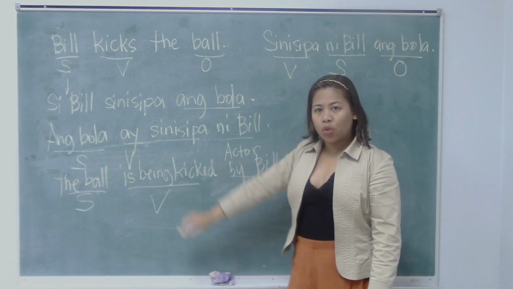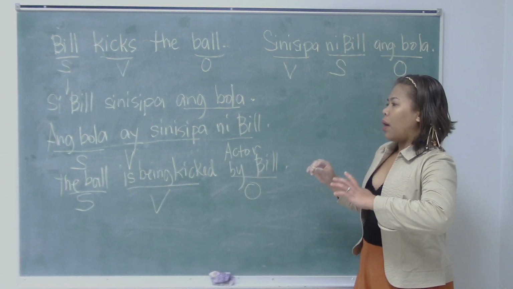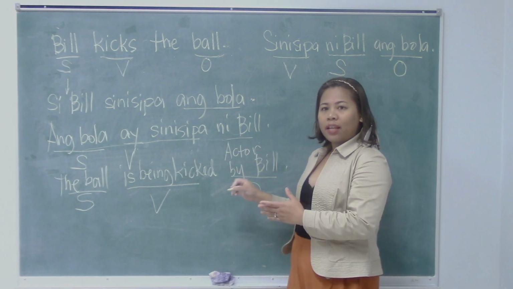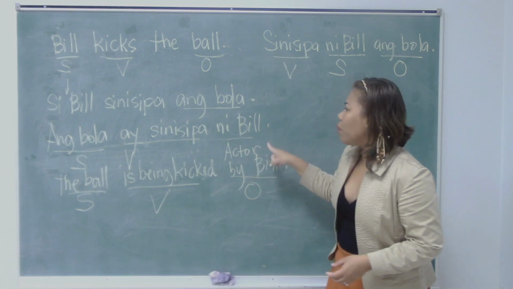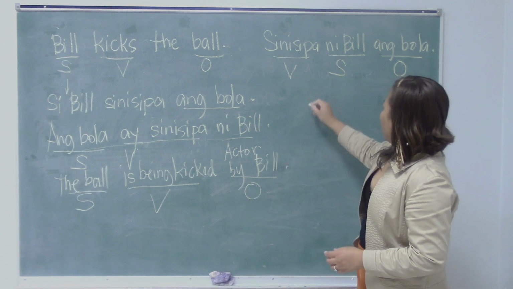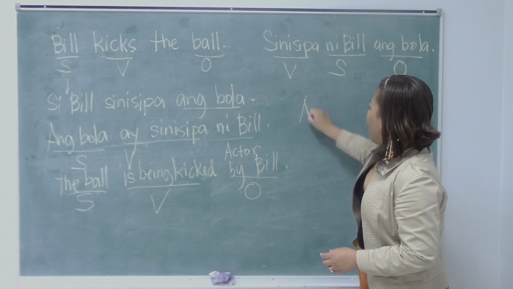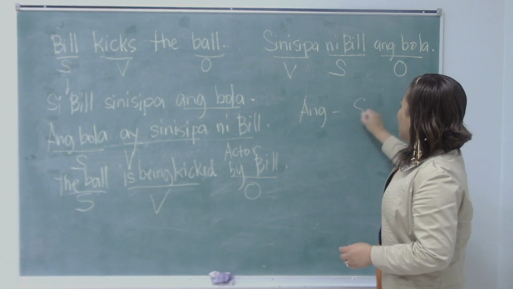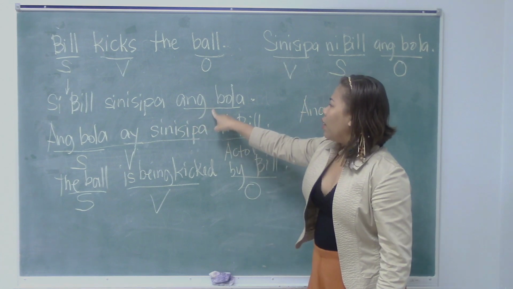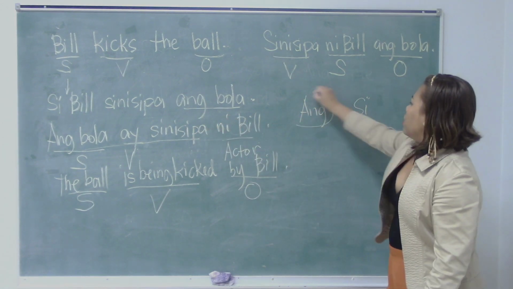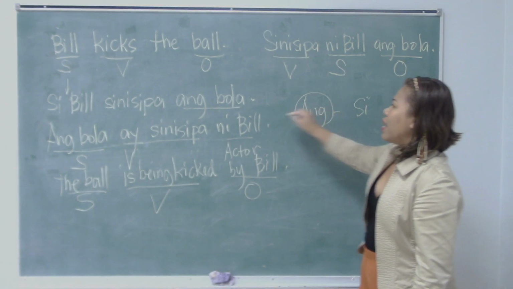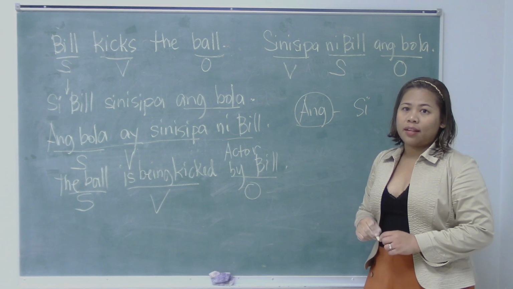Never mind this one. I was just trying to show you the reason behind why we say that subject may not be the subject in Filipino. It's because the object and the subject, as long as they are being preceded by ang or si, then they become the subject. Look at this. Si Bill sinisipa ang bola. Ang bola has this direct marker. We call this a direct marker, ang and si. So if they have this, they can become the subject.